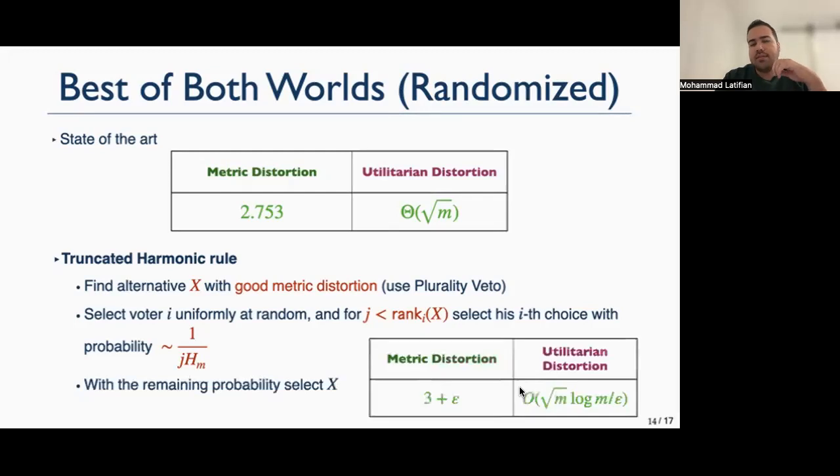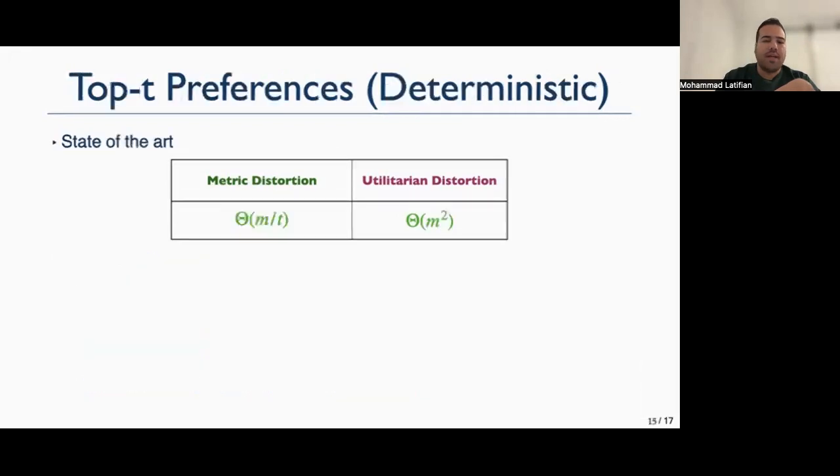We showed that this simple method gives us metric distortion of 3 plus epsilon, while having utilitarian distortion of order square root of m log m over epsilon. So we can get asymptotically tight distortion bounds simultaneously for both worlds up to a log factor. We also consider the case where you only have access to the top T choices of each voter. This might happen when there are a lot of candidates and ranking all of them is way too complicated.